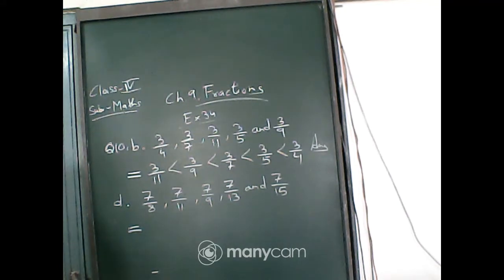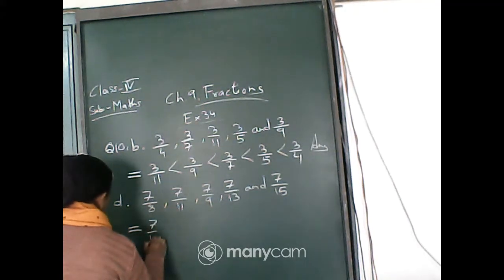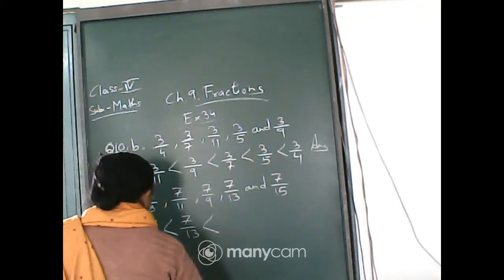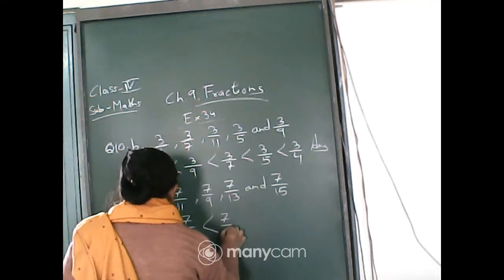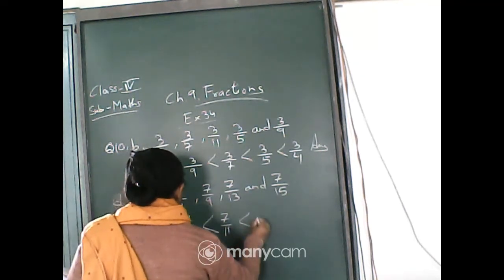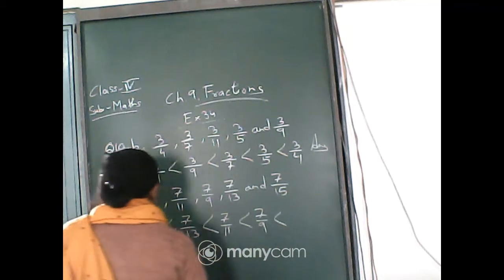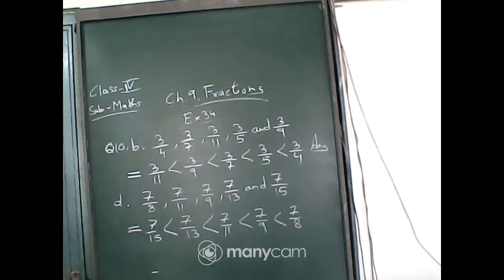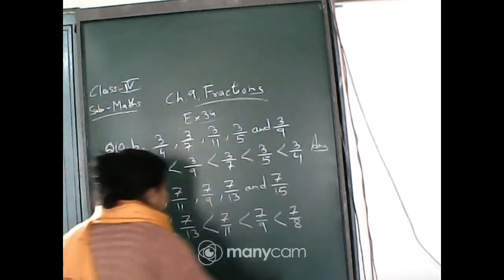Okay. Now the smallest one is 7 by 15, smaller than 7 by 13, smaller than 7 by 11, smaller than 7 by 9, smaller than 7 by 8. Okay. So this is the answer for number D.